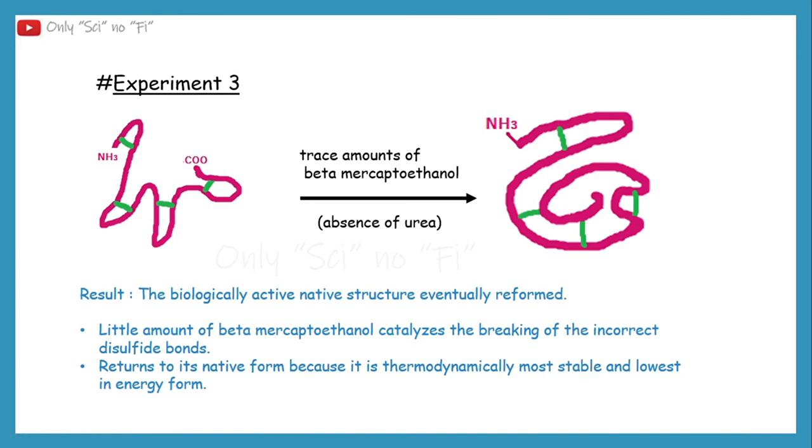So this is how Anfinsen proved that the native structure is determined by the primary sequence of amino acids, which therefore contributes to the ionic and covalent bonds, and therefore the disulfide bonds are formed. So this was all about Anfinsen's experiment.